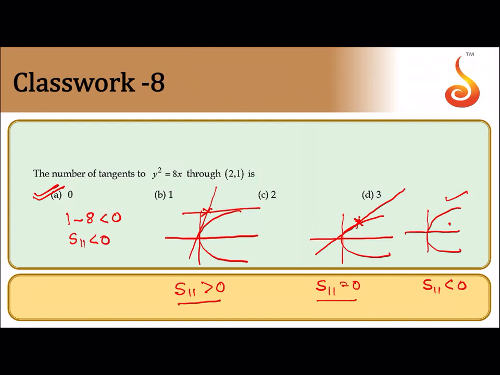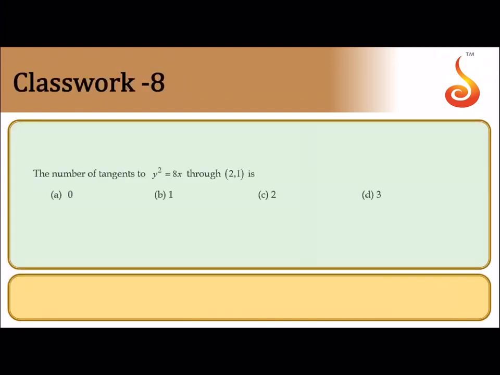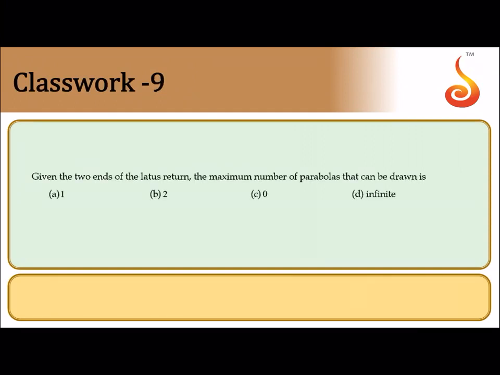So S11 greater than 0, 2 tangents are possible. S11 is equal to 0, only 1 tangent possible. S11 less than 0, no tangents are possible. So option A is correct.